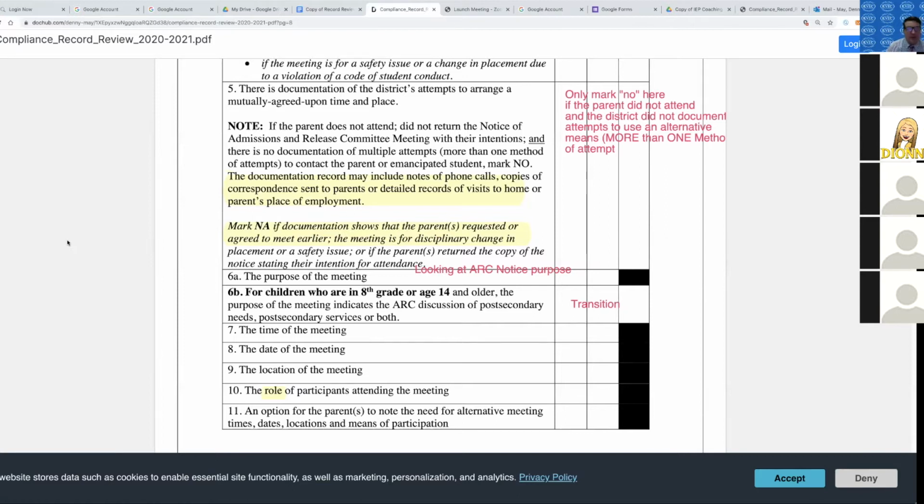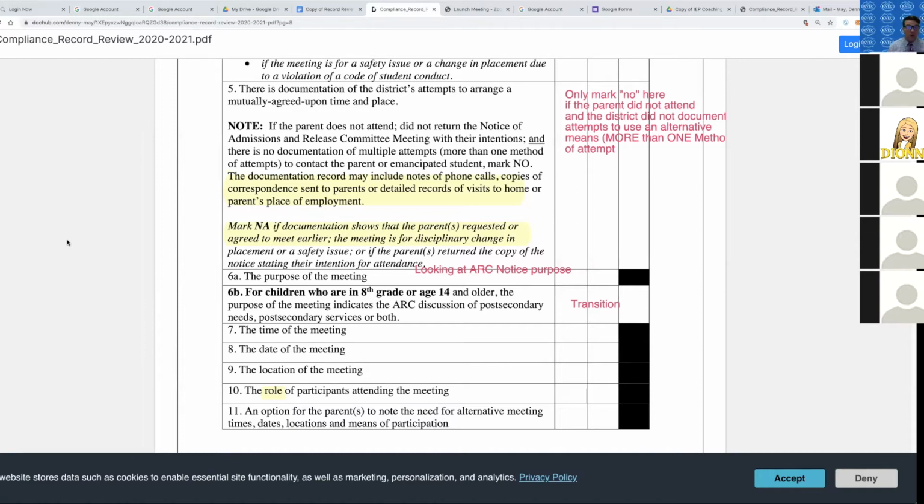Then we look at things like the time of the meeting. Was that indicated? Was the date of the meeting indicated? Was the location of the meeting indicated? And then we look to see that the roles of the participants attending the meeting match on the conference summary signature page, and that they match up with the roles that you've invited.